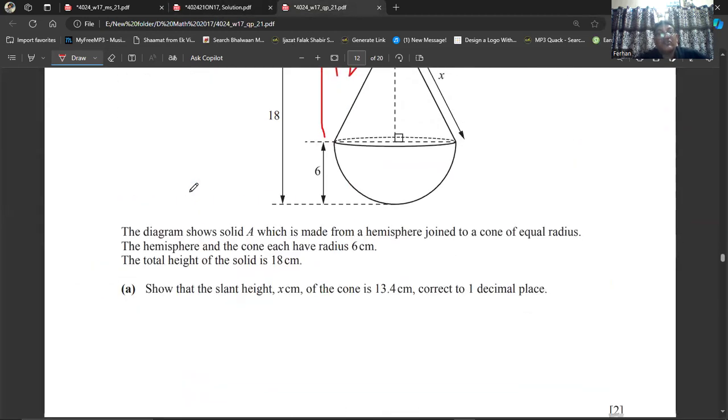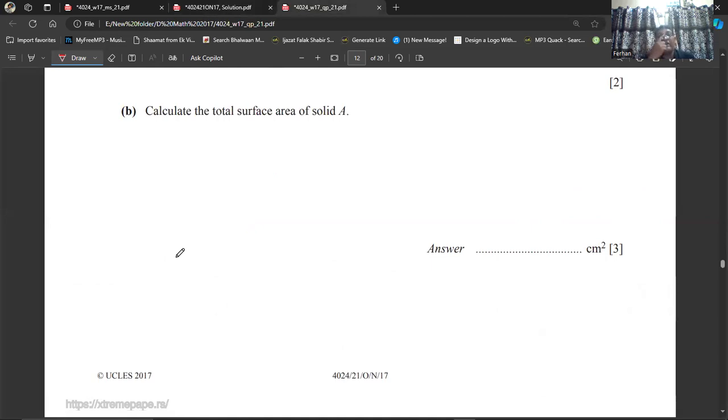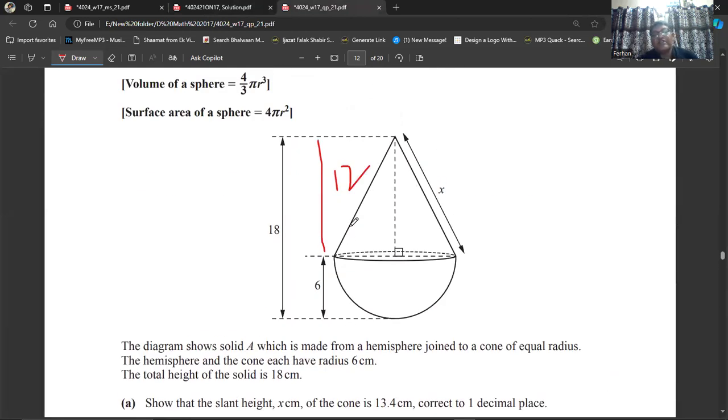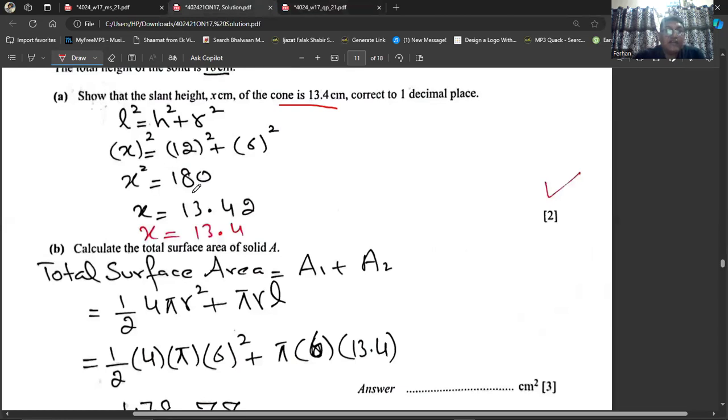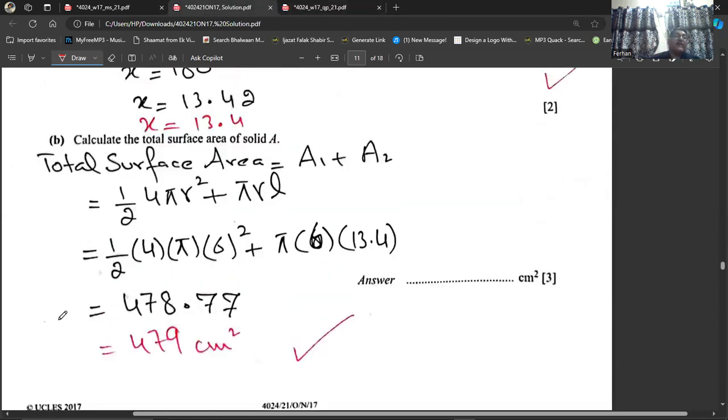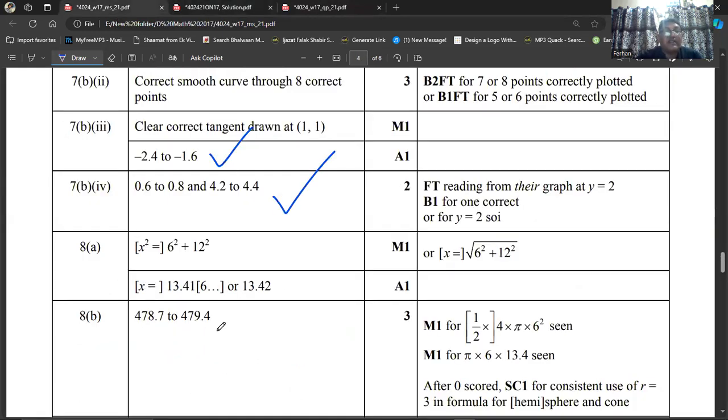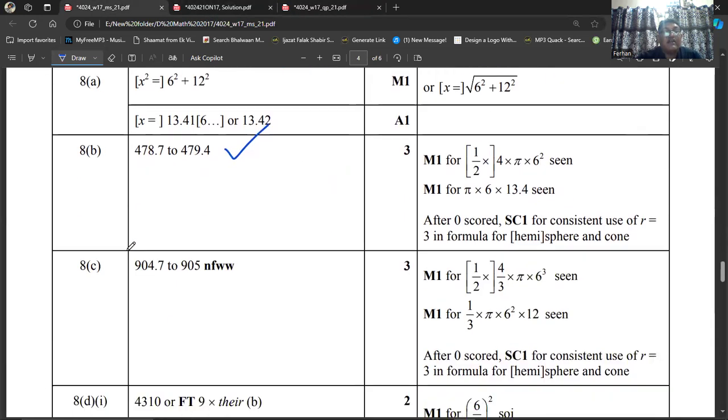Okay, so we are on question number 8, and it's B part. He says calculate the total surface area of the solid A. So we want to find out the total surface area of this solid. So it will be the walls of this cone and the curved surface of this hemisphere. So the total surface area will be A1 plus A2. So it will be 1 by 2 times 4 pi r square plus pi r l. So it will be 1 by 2 into 4 into pi into 6 square plus pi into 6 into the slant height, 13.4. So when you solve them, you get 479 centimeters square. 479 centimeters square is the right answer, sir.